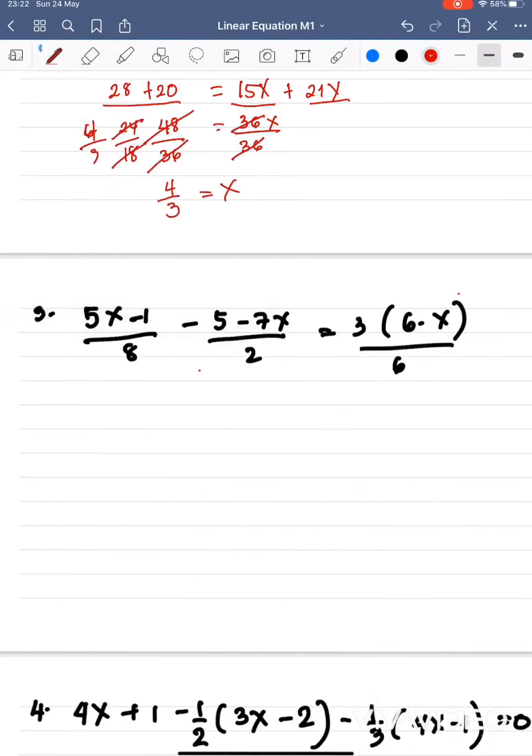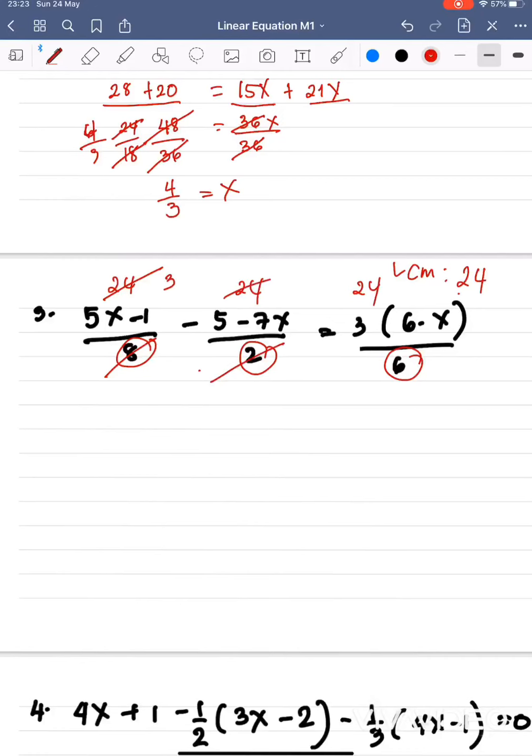Example number 3. We have here the denominators, which are 8, 2, and 6. So what we're going to do here is to identify the LCM, which is actually equal to 24. So I'm going to multiply 24 to each term in the equation. So 24, I can cut this one, 24 and 8, so that is 3.